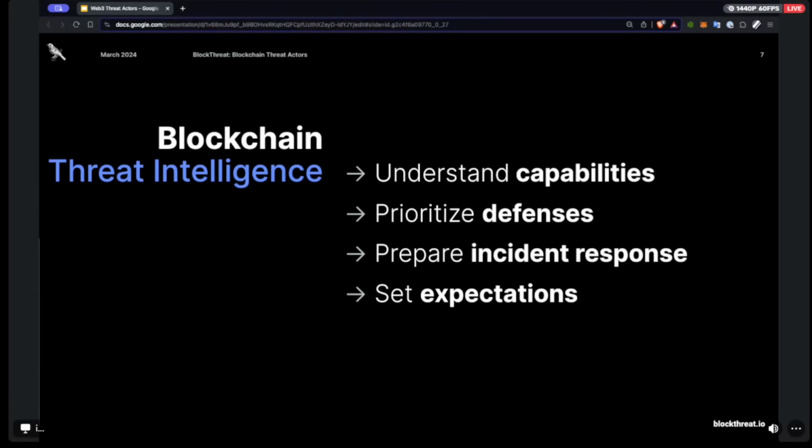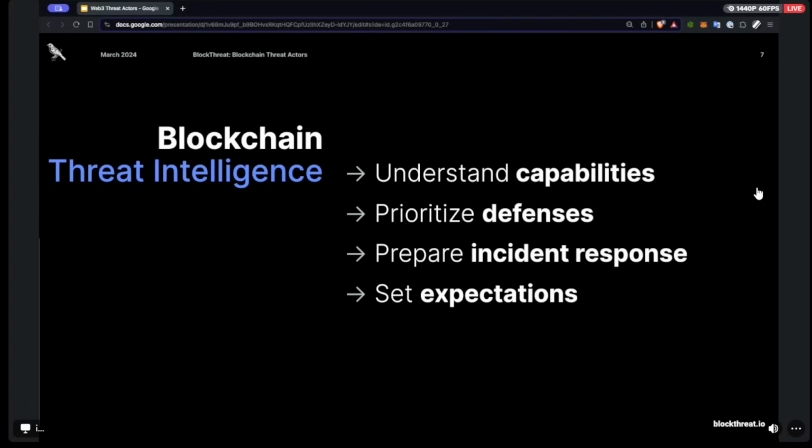One, you understand who you're dealing with, right? You can't defend without knowing who your adversary is. Then, once you understand who they are, you can prioritize where you have limited resources. If you're working with a project, you're advising them, you can tell them, hey, you have a budget. Why don't you invest that budget to defend against this adversary and these techniques, as opposed to just spending on everything possible. And then you can also prepare for the response.